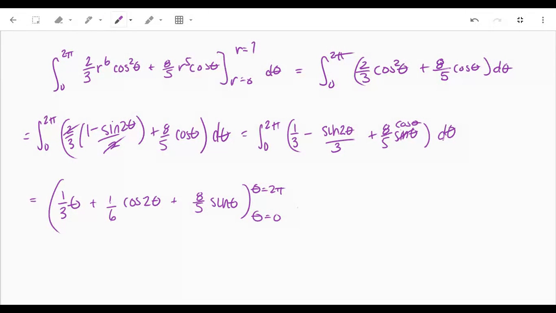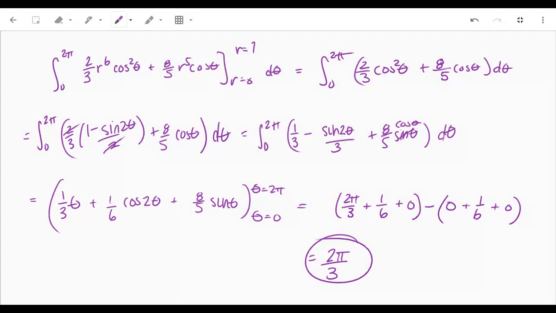So I will have 2 pi over 3 plus 1/6 the cosine of 4 pi. So cosine 4 pi is 1. Plus 8/5 the sine of 2 pi, which is 0. Minus 0 plus 1/6 plus 0. So the 1/6 cancel out, and I get 2 pi over 3. Final answer. Last example of the semester.